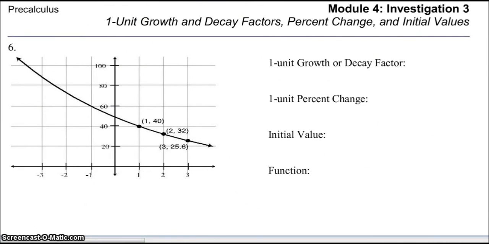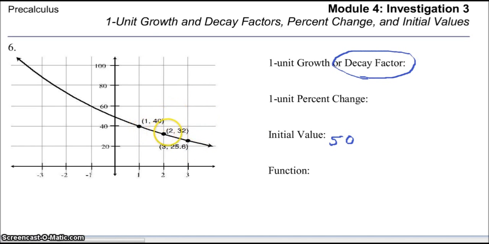Number 6. Here we have a decreasing function, so we're going to be looking for a decay factor this time. It looks like our initial value is 50. And we need to find the 1 unit growth factor.